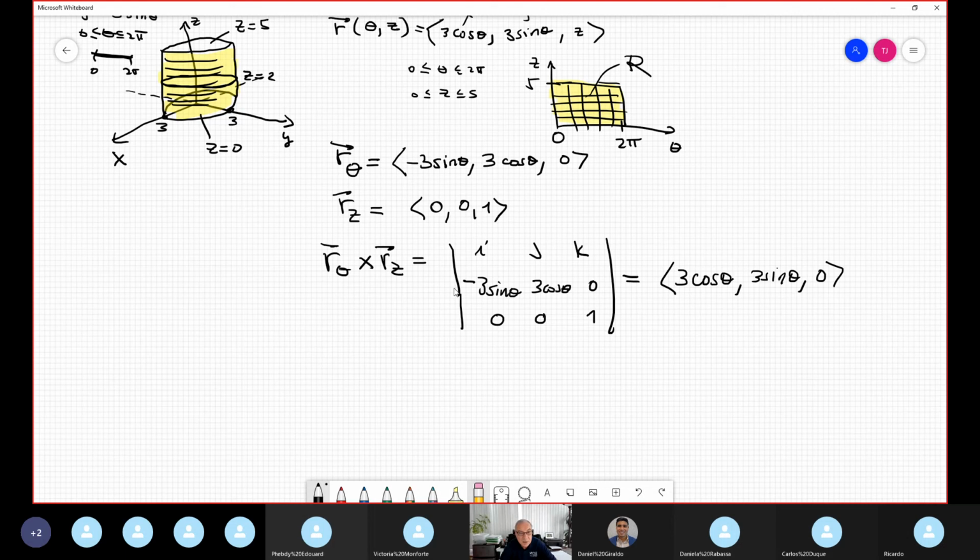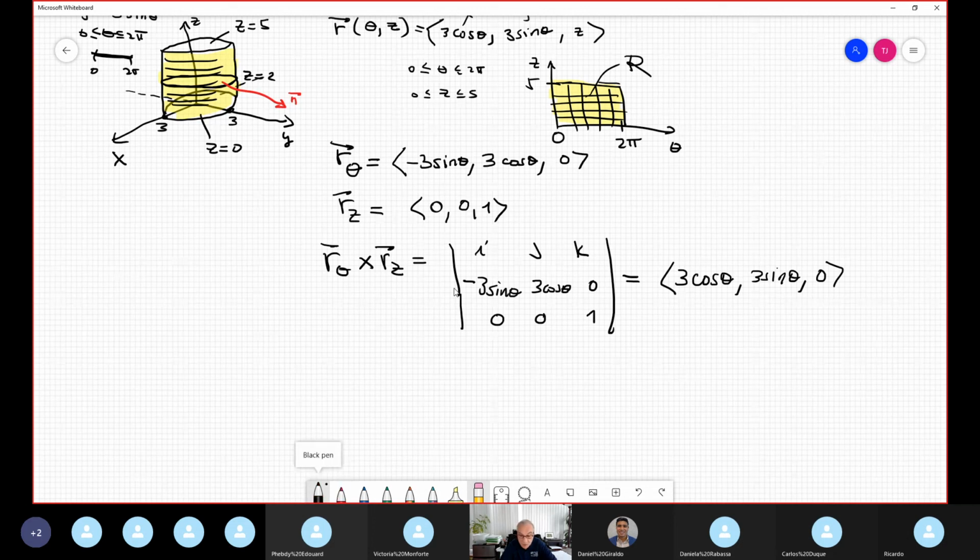And it makes sense because the normal vector here has no component in z. The normal vector on this surface looks like that. We have no z component. That is the reason, because z is here. I try to interpret it.